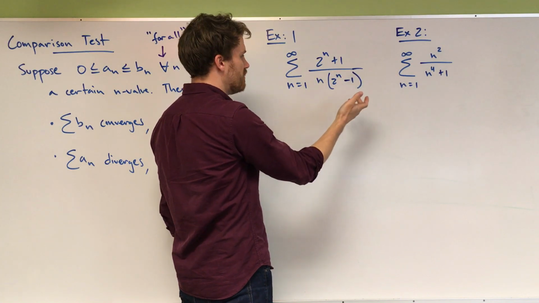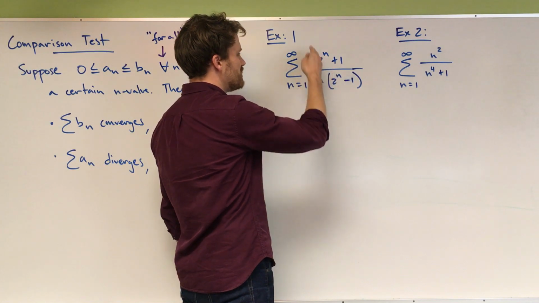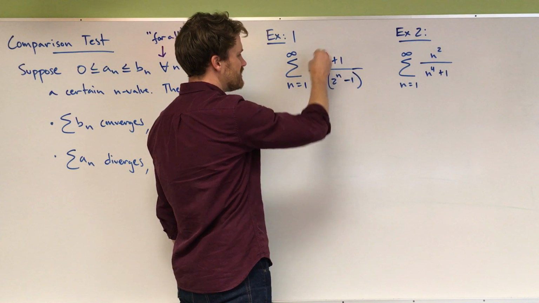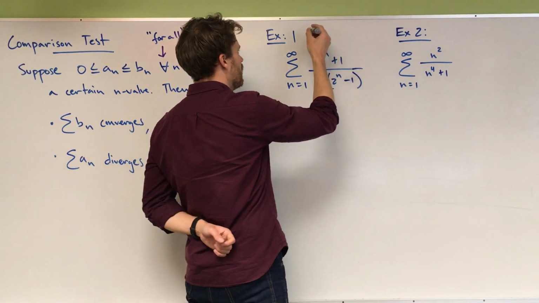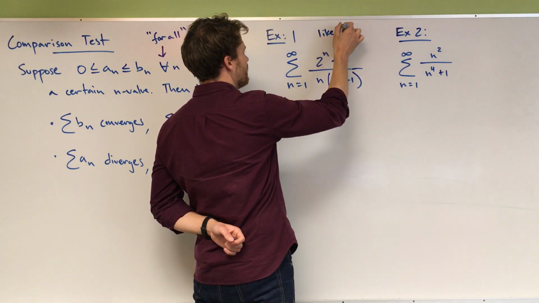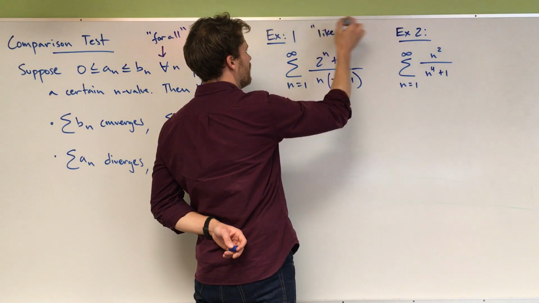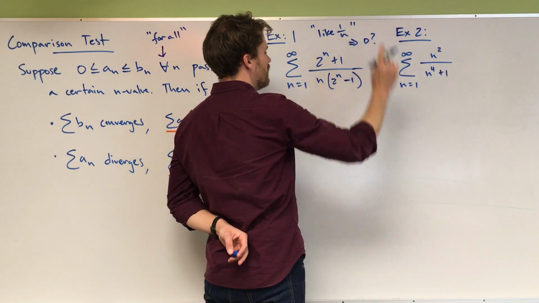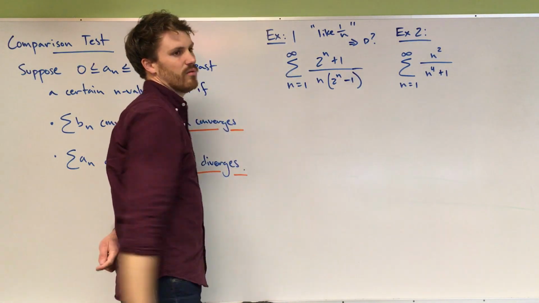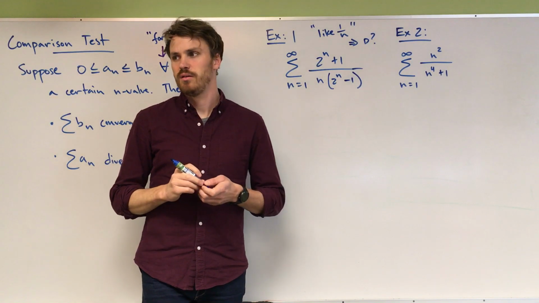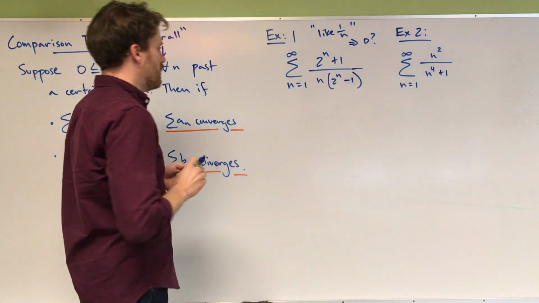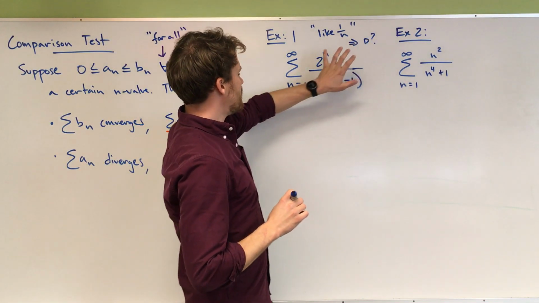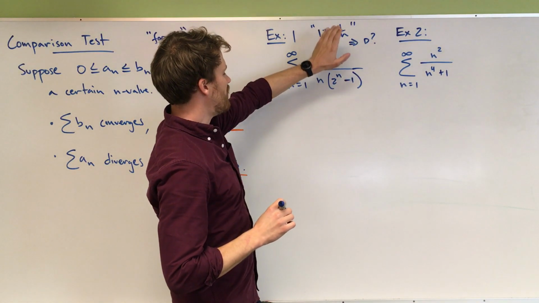And then I'm thinking, well, the 2 to the n's basically behave the same, so I think this is essentially going to behave like 1 over n. So I'm going to say that it's like 1 over n. And so that means that I think it's going to diverge because I know that 1 over n is a divergent p-series with p equaling 1. So that means that what I want to show is that this is bigger than 1 over n.